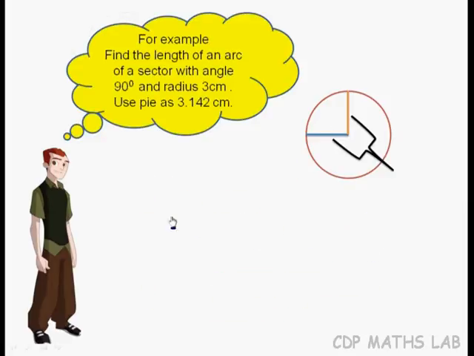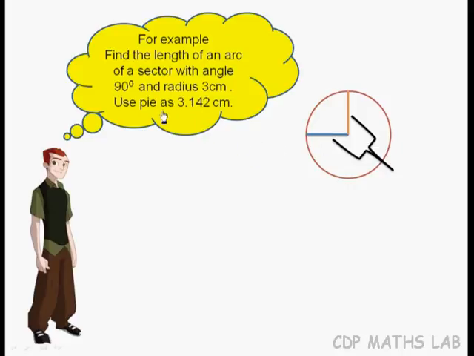For example, find the length of an arc of a circle with angle 90 degrees and radius 3 centimeter. Use pi as 3.142. So once again, as shown before, notice they have given you two things. They have given you the angle of the sector, and they have given you the length of the radius. So what are you going to do?